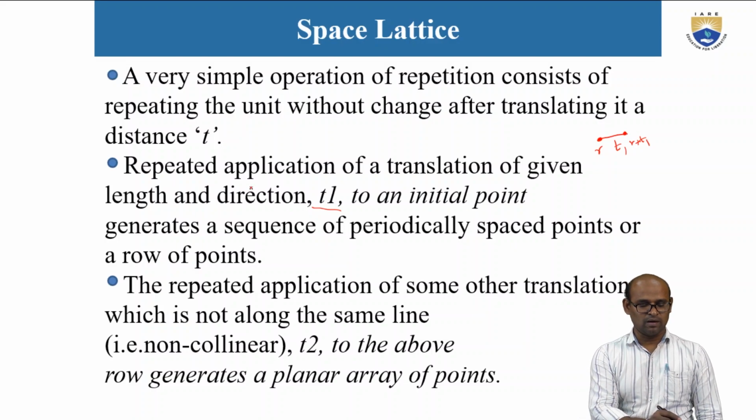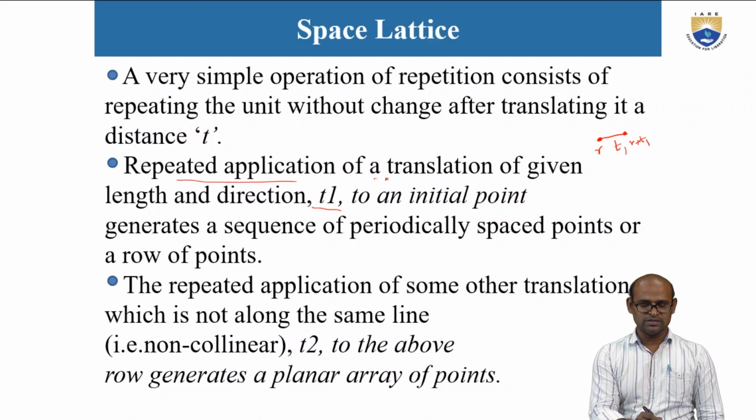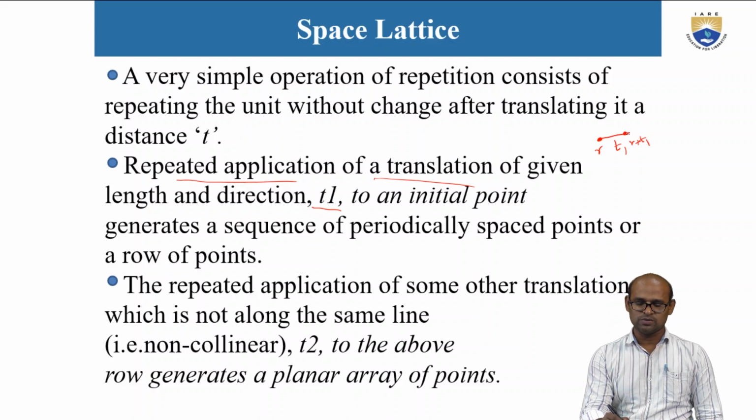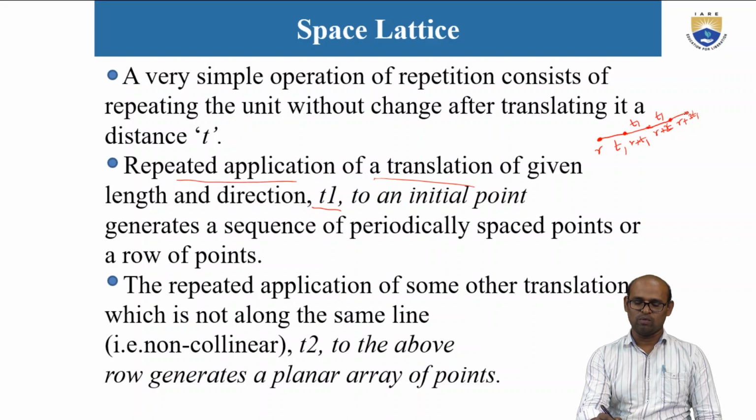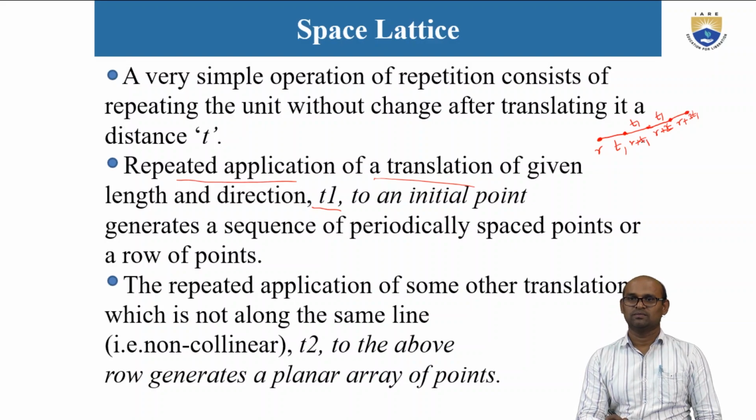Now again, repeated application of translation. I apply this translation repeatedly, using the same length. If I again translate this point by t1, I get the point at r plus 2t1. Again, if I use the translation, I get the point at the same distance, at r plus 3t1. So by this repeated application of translation, I generate a row of points in one direction. These are all periodically spaced points.